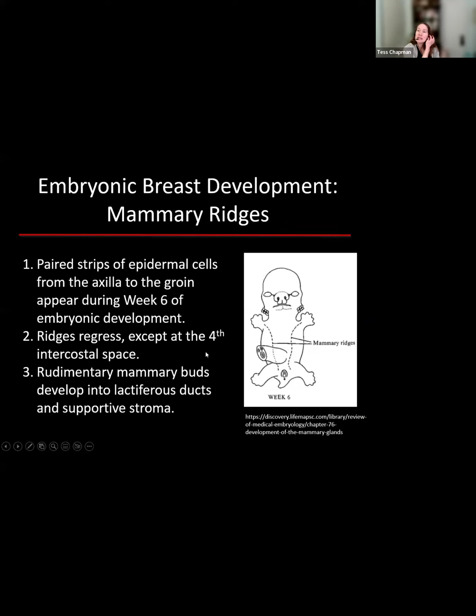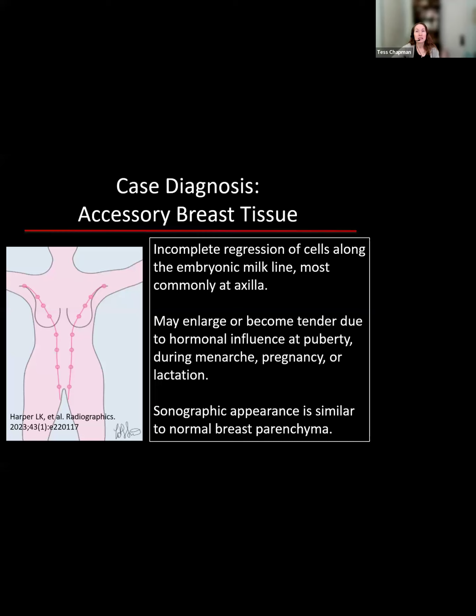And this is due to failed regression of these paired strips of epidermal cells in the embryo that extend from the axilla to the groin. And they normally regress, these ridges of tissue, except at the fourth intercostal space where the breast tissue should develop. And so rudimentary mammary buds then will develop into normal ducts and supportive stroma. But if these ridges fail to regress, then we can end up with accessory breast tissue.